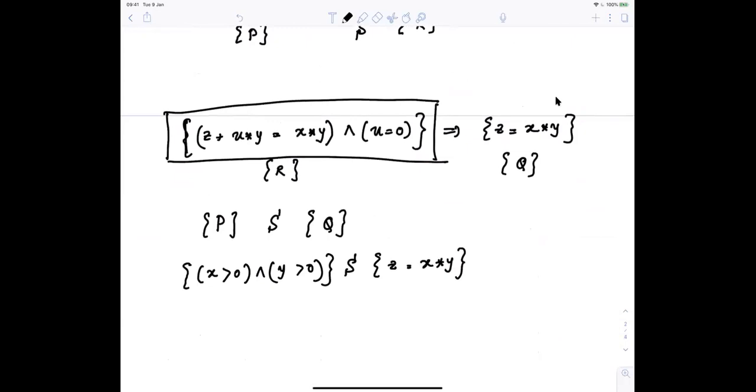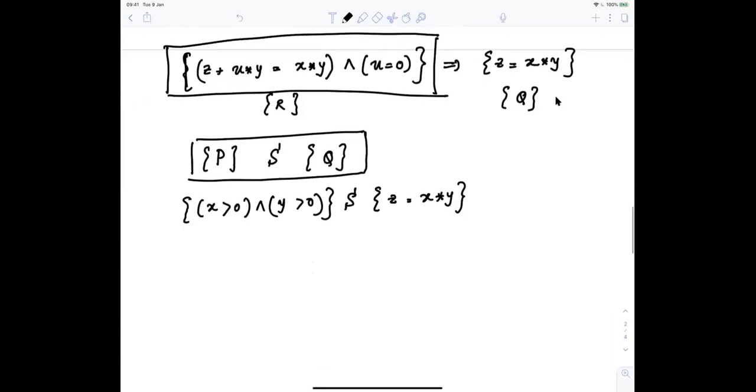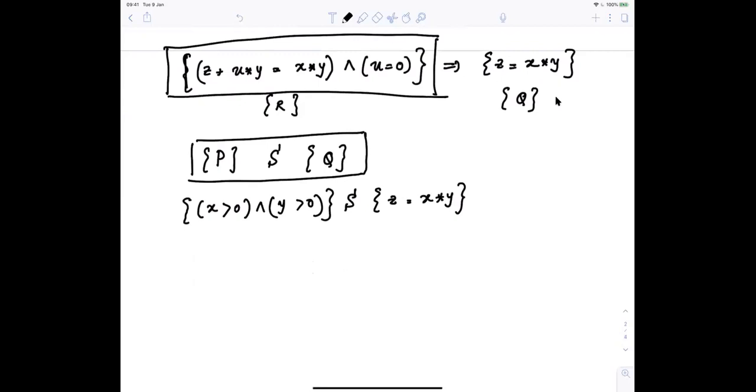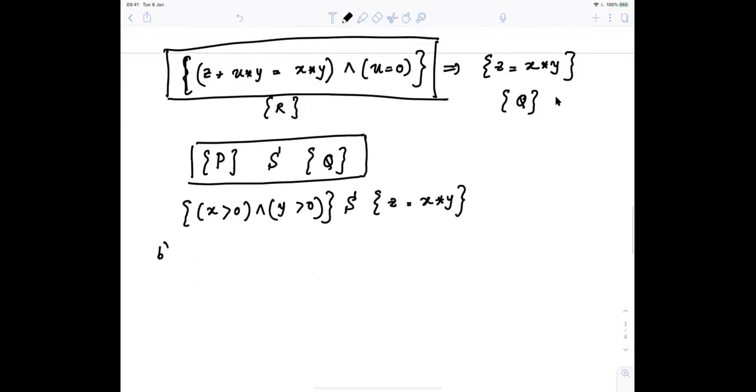So what does it tell us essentially? That the rule of inference, what we can conclude is that the precondition P after the execution of a set of statements S results in the postcondition Q. Okay? So let's look at one more simple rule. We call it B over here.